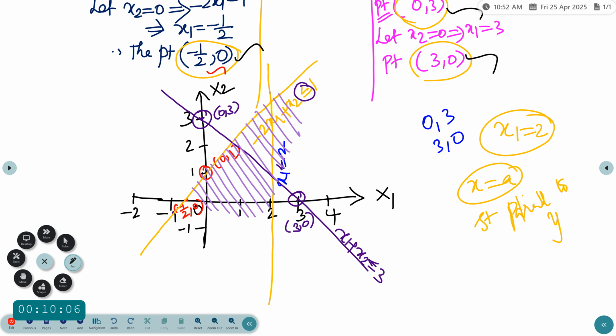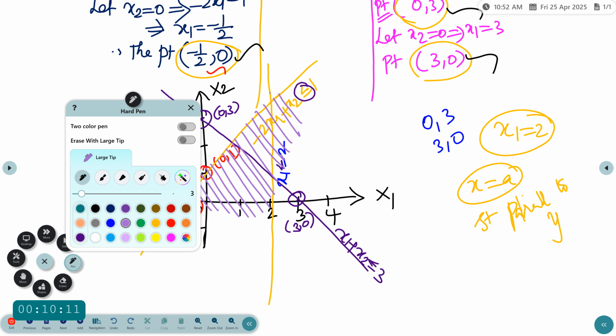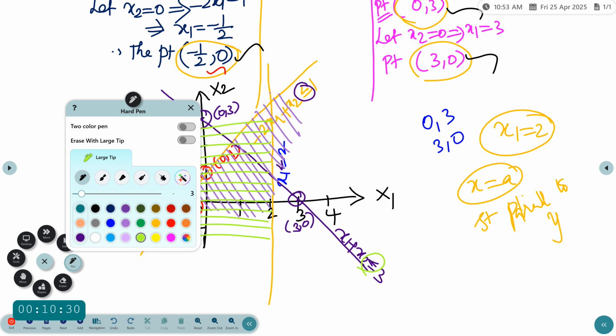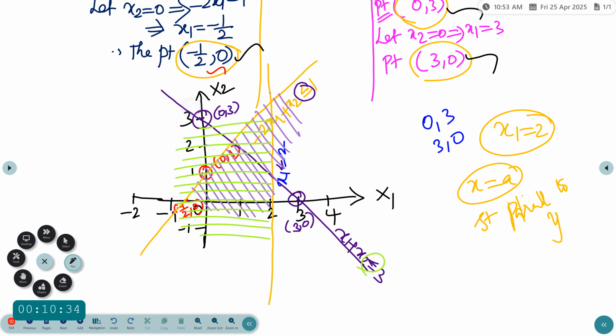Then consider the second constraint, x1 less than or equal to 2. This is also a less than or equal to constraint, so this area is also facing the origin. Draw the shading like this. Now consider the third constraint. This is also a less than or equal to constraint. The area is towards the origin, so consider this line towards the origin.